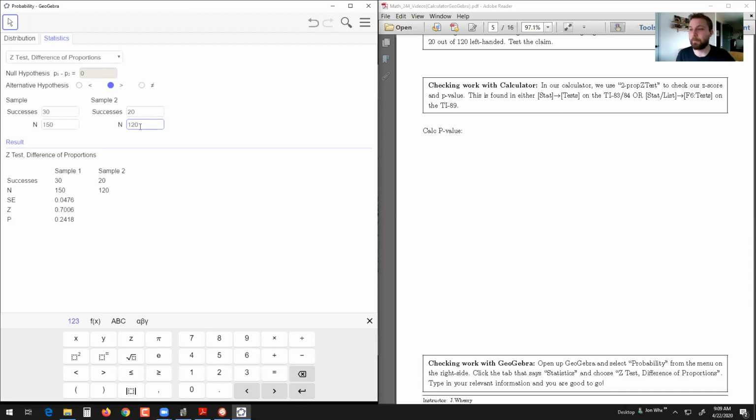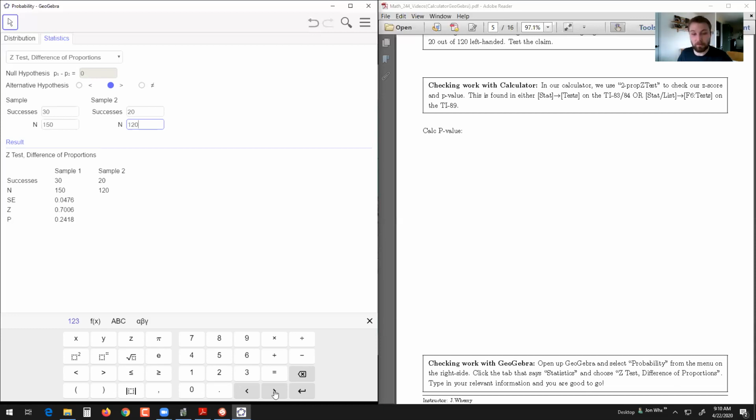The nice thing about labeling your values early on is then you don't make mistakes like I almost did there, where I had the wrong values. I have my right-handed information and my left-handed information. This gives me a z-score of 0.70. This gives me a p-value of 24.18%. Again, that's a very large p-value. I would fail to reject a null hypothesis with any reasonable alpha level. I do not have evidence that I'm better at batting with my right hand versus my left hand.